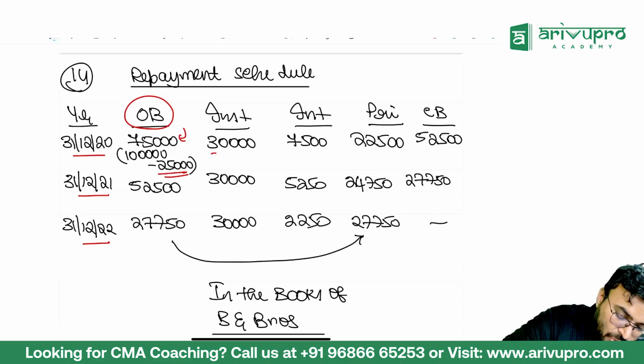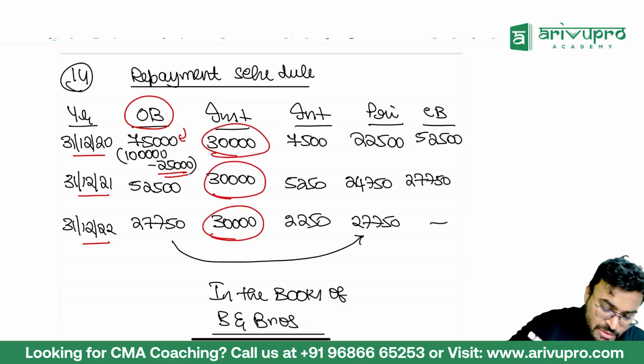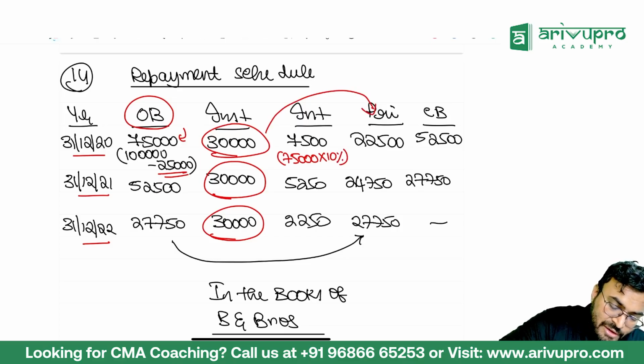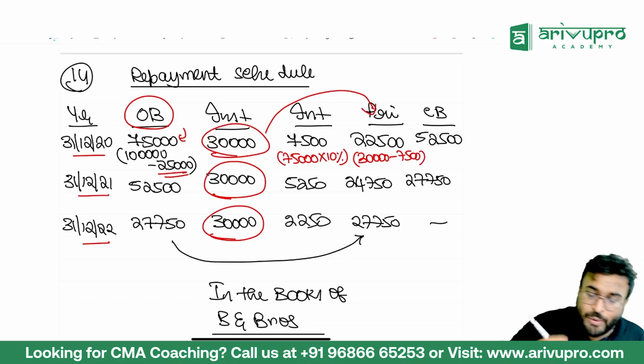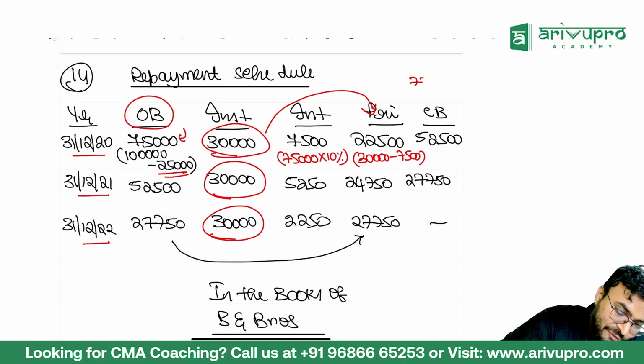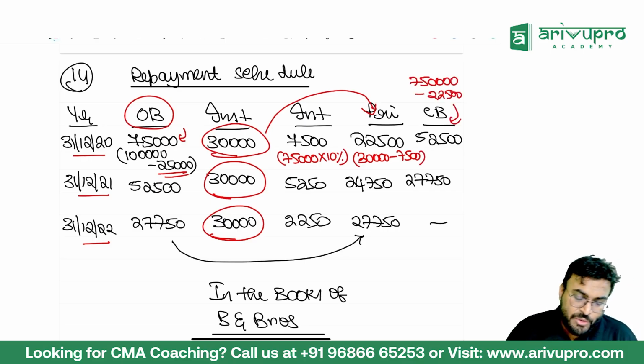Now, installments they told 30,000, 30,000, 30,000. 3 installments. Interest rate they told 10%. So 10% of 75,000 gives you 7,500. Out of 30,000, you have paid 7,500 as interest. So 30,000 minus 7,500 will give you 22,500 as the principal. And the closing balance is 75,000 minus 22,500, so your closing balance will be 52,500.